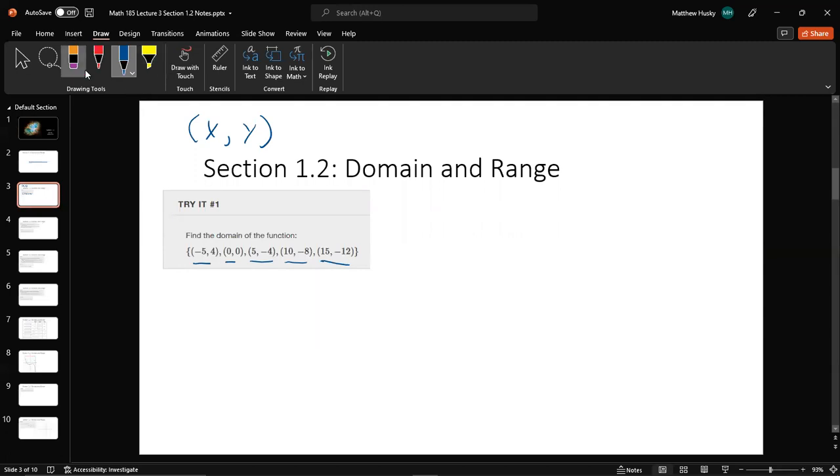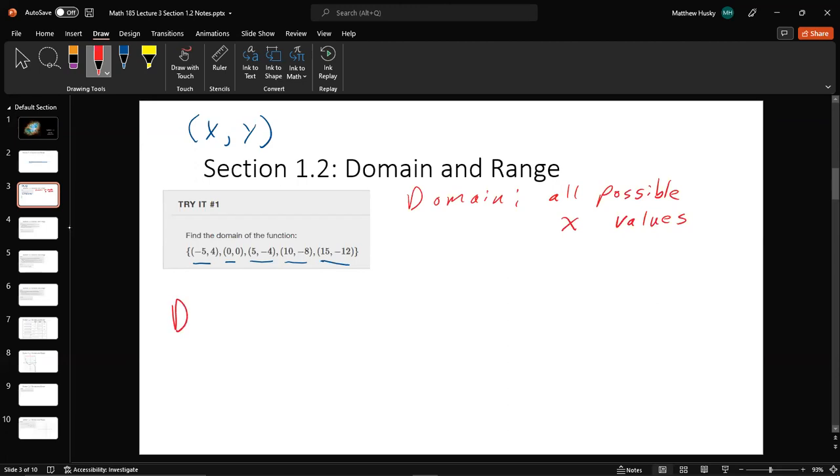We mentioned this in the last section, but here's basically what you need to know. The domain is basically all the possible x values. And so here they say, find the domain of this function. So what we're going to do, you see this squiggly bracket here, that's how you make a list.